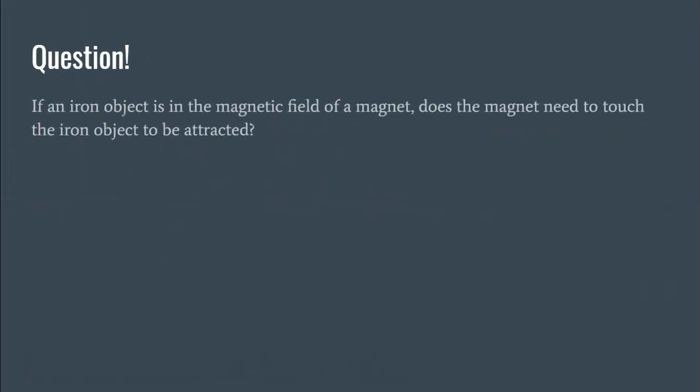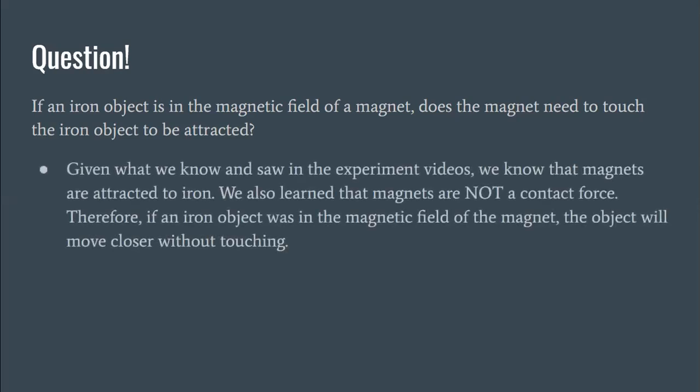Now let's answer another quick question. If an iron object is in the magnetic field of a magnet, does the magnet need to touch the iron object to be attracted? Take a second and think about it. All right, given what we know and saw in the experiment videos, we know that magnets are attracted to iron. We also learned that magnets are not a contact force. Therefore, if an iron object was in the magnetic field of the magnet, the object will move closer without touching.